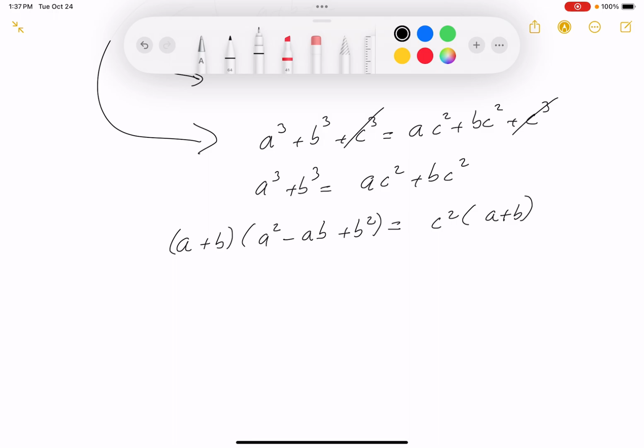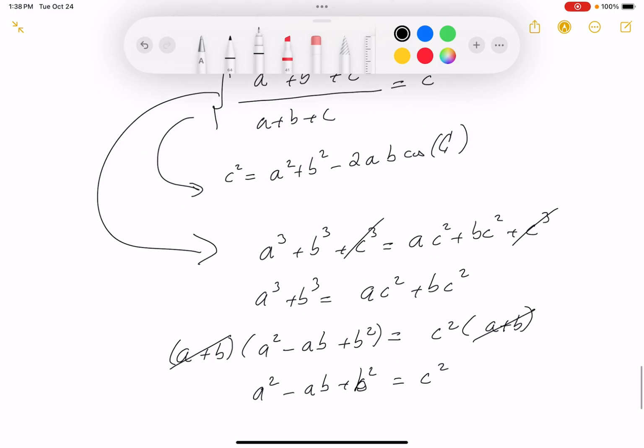Now this is a triangle, so a plus b is not 0. So I can divide both sides by that. And what do you get? You get a squared minus ab plus b squared is equal to c squared. I'm sorry, I made a mistake. That's a b squared. All right, so I got that part there.